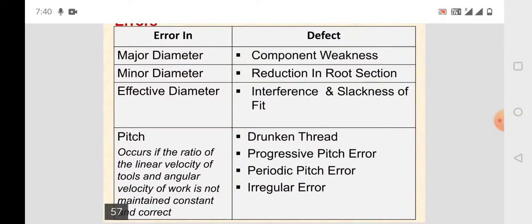And effective diameter error causes interference and slackness. If we are getting an error in effective diameter, then the fit between the two mating parts, the bolt and the nut, or the screw and the nut, will be affected. There will be an interference type of fit, which will be very difficult to engage, or there will be slackness in fit.